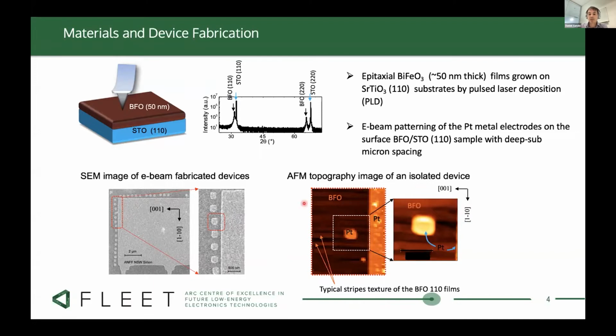So this is a scanning probe microscopy image where we can see the topography of our sample. And I'll show you later how we use different scanning probe microscopy techniques to actually probe not only the ferroelectric domain structure, but also the electronic properties of our devices. Before I move on, the size of this device is of the order of several hundreds of nanometers. So we're talking about nanoscale devices at the moment.